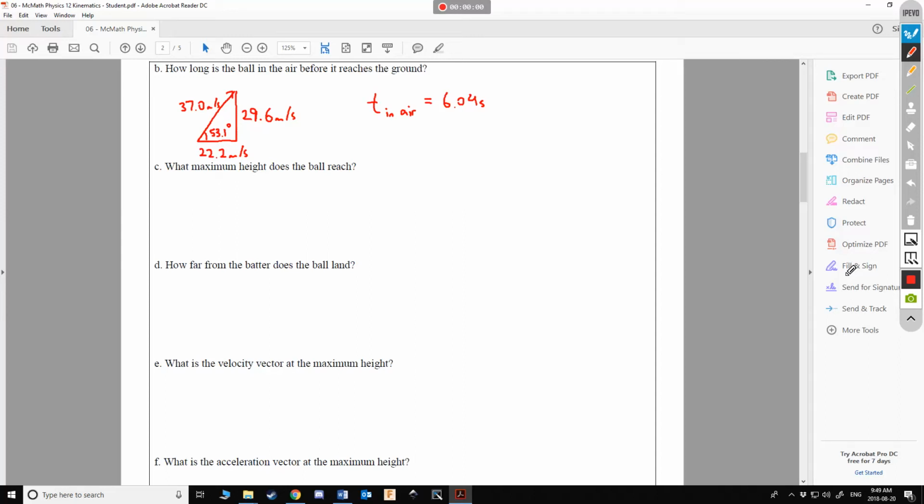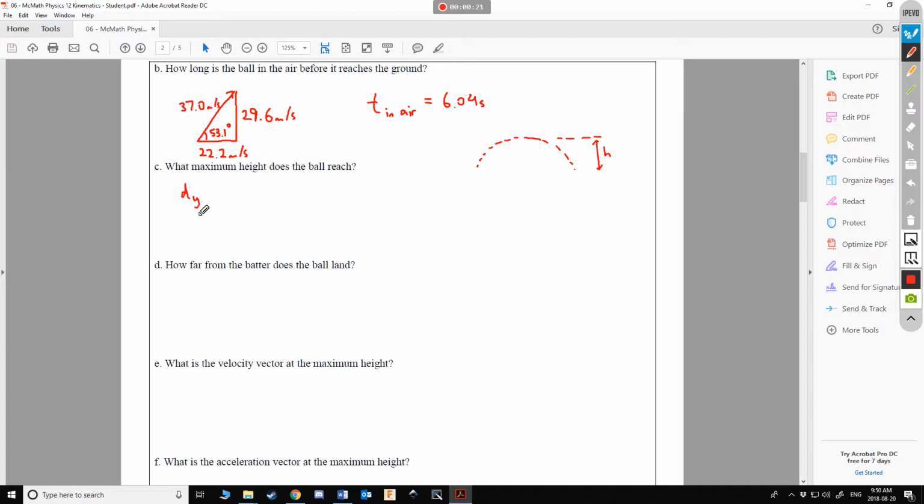Okay, so we just finished question B. So here's number C. What maximum height does the ball reach? Again, if we remember our parabolic path, we're trying to find out how high that ball goes. So we're looking for some y distance or y displacement. So we can bring out this equation.